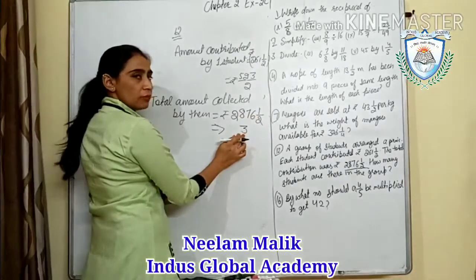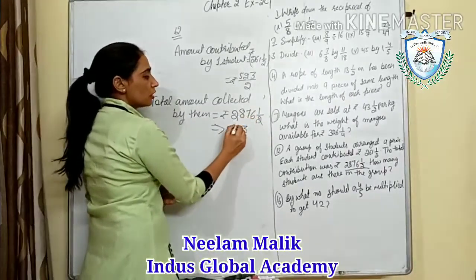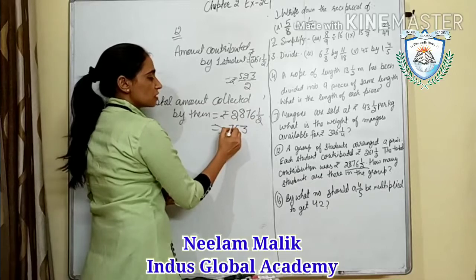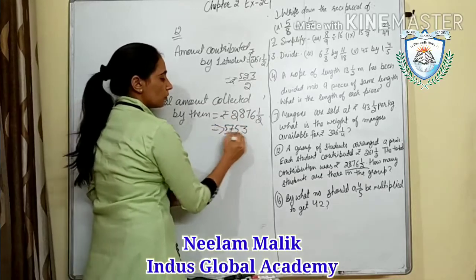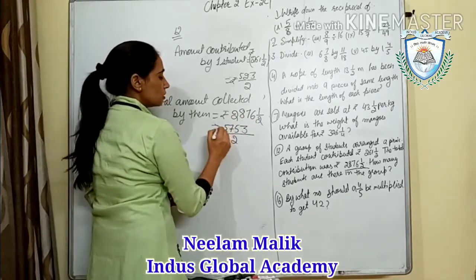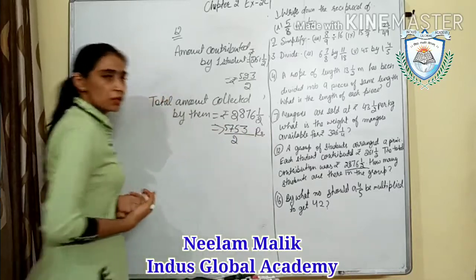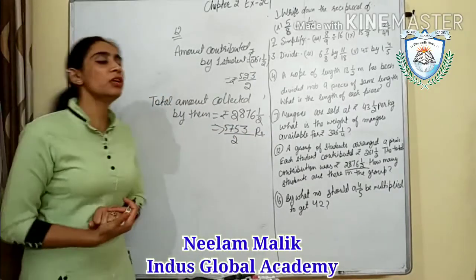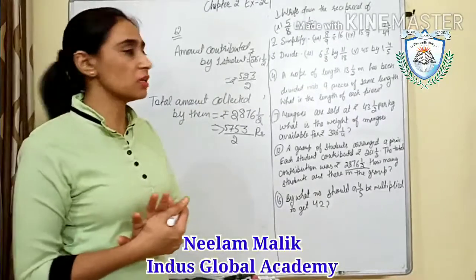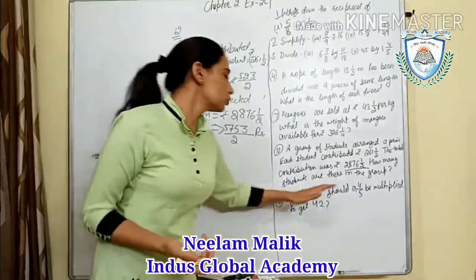6 2s are 12, 1 13, 1 14, 1 5, 16, 1 7, 2 and 1 5. What will be here? 2. This is in rupees. Now what we have to find out? We have to find out the number of students in one group.